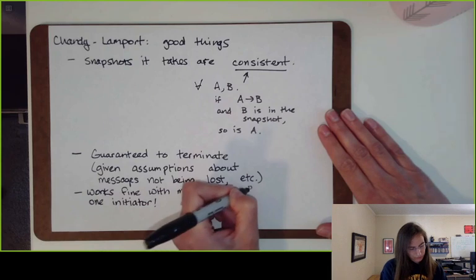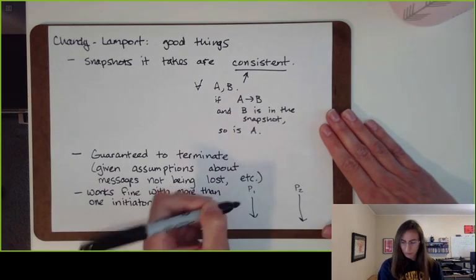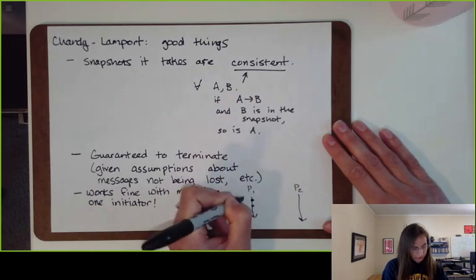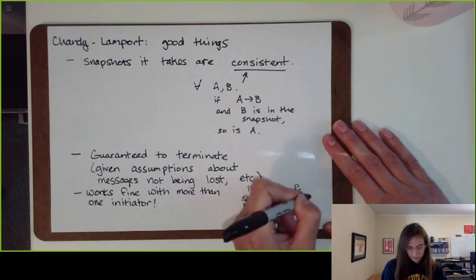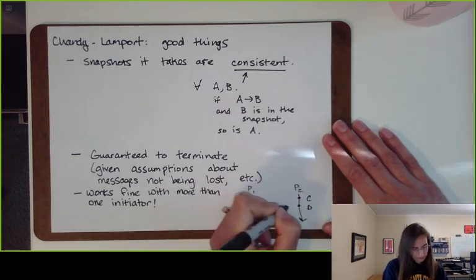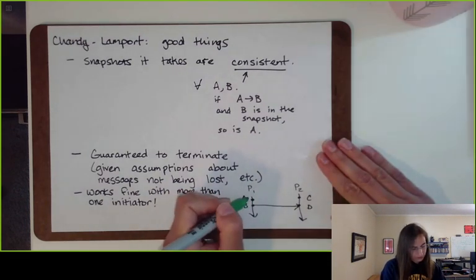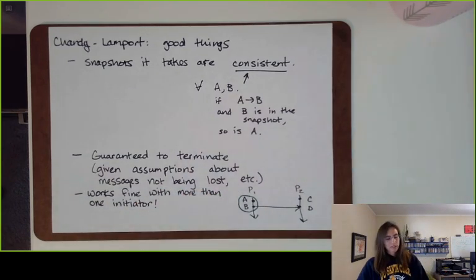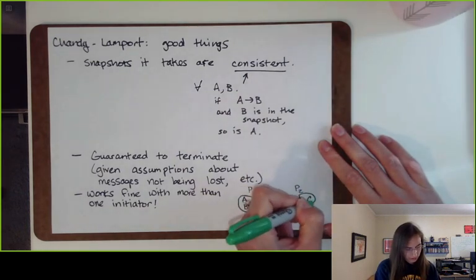Let's say that we have P1 and P2. And let's say they both decide to initiate a snapshot at the same time. So let's say that we have events A and B over here. Let's say that we have something like this. Let's look at what happens. So let's suppose that P2 decides to initiate a snapshot right here, right after B. And independently, P2 decides to initiate a snapshot right after C, like this.